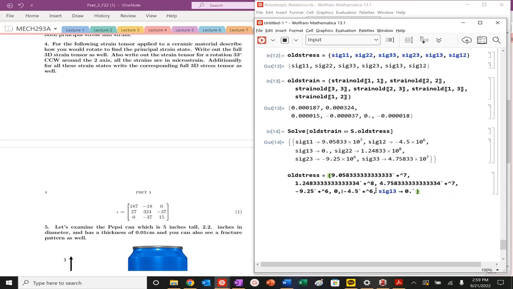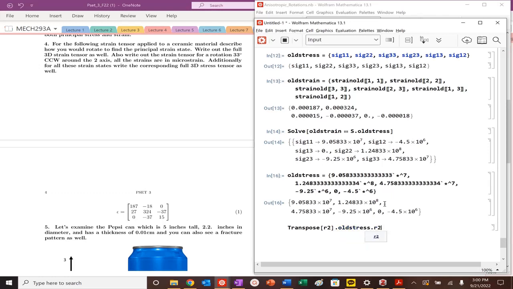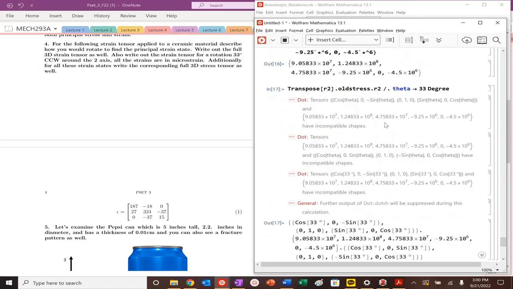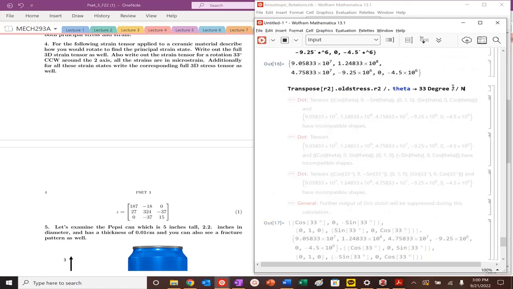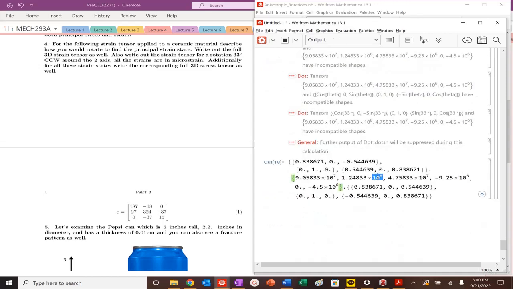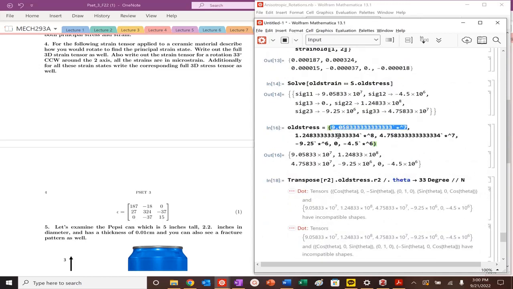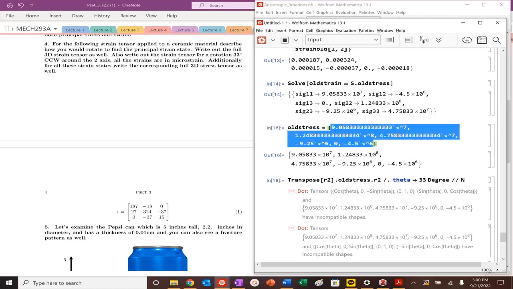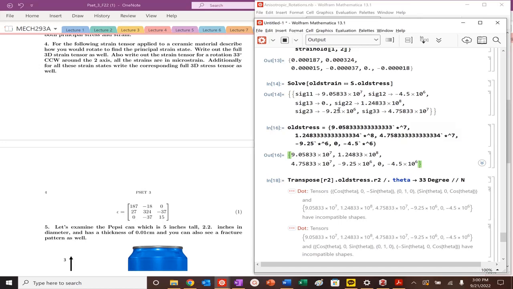So let's plug these in here. Let's plug this one in there, and there we go. So that's our old stress 1/6. So I could actually transpose that. Old stress, excuse me. And then rotate it. But we need to make sure, and again, it's going to be 33 degrees. But remember, we're still in the same problem where we need to put it in the 3x3. So they're incompatible shapes. We're not reaching that value here, so we need to put that into a 3x3 now. So we can redefine that and make that work.